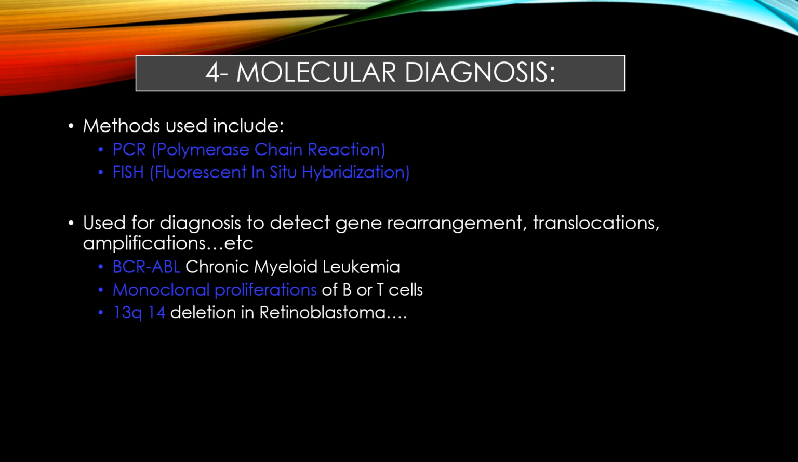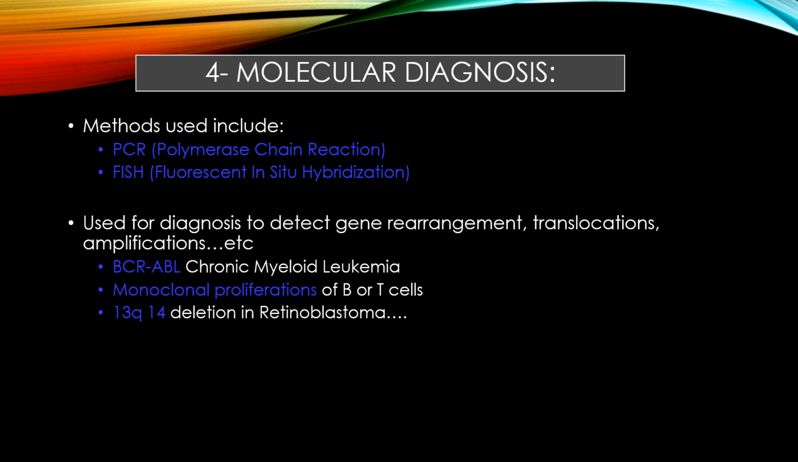Another technique in cancer diagnosis is molecular diagnosis, which has really been advancing in the last 10 years and will keep advancing in the next years. Now, the methods that we use in molecular diagnosis include PCR or polymerase chain reaction and FISH, fluorescent in situ hybridization. Those techniques are usually used to detect gene rearrangements, translocations, amplifications, deletions, and so on. So we have many techniques, and they are a little bit complicated to talk about now.